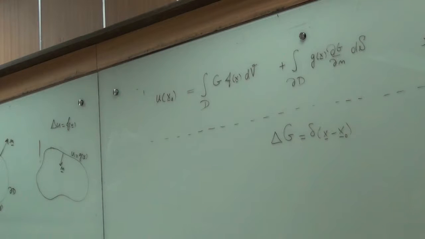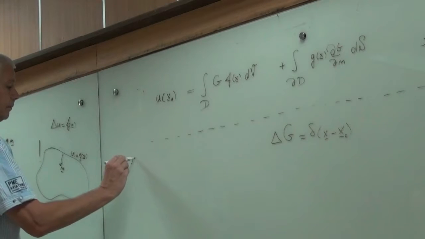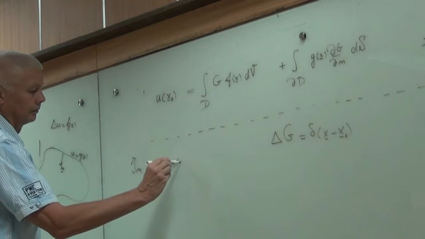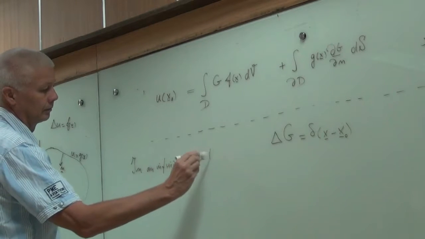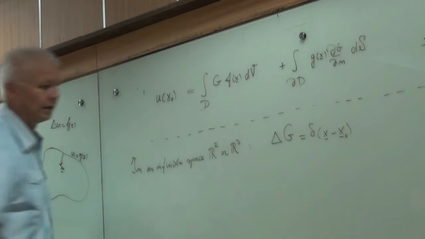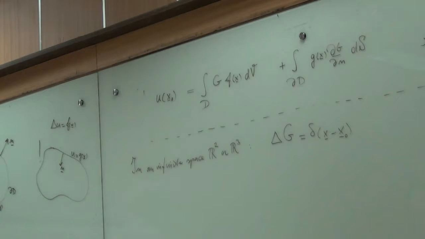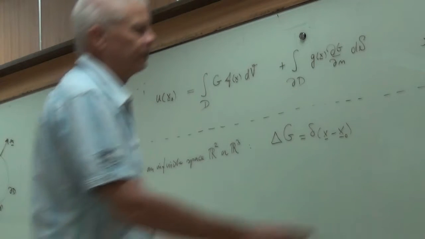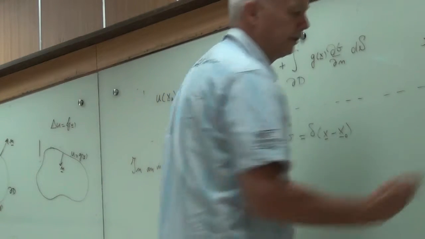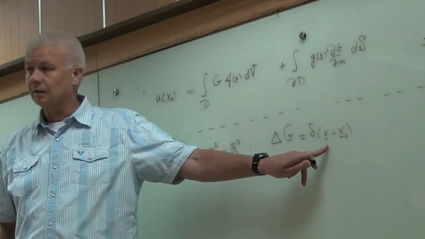I'm going to solve that problem. And I start in R2 or in R3. So what do I have? Take a picture. I have somewhere my point x0. G is 0 on the boundary. Well, it's infinite space, so it's at infinity.